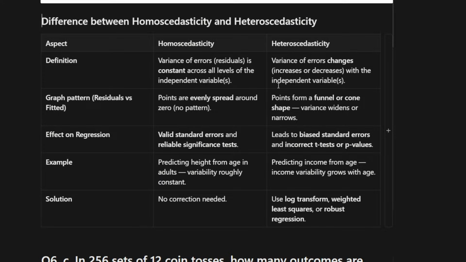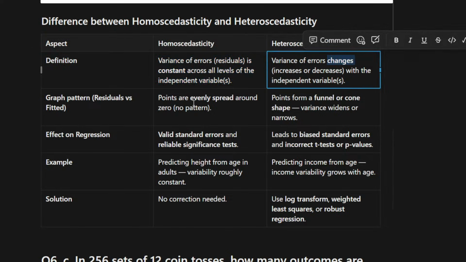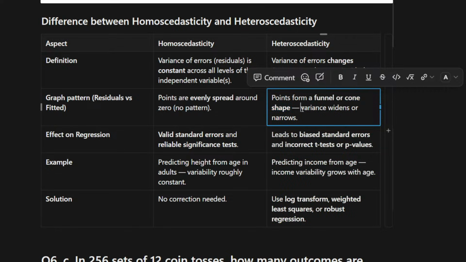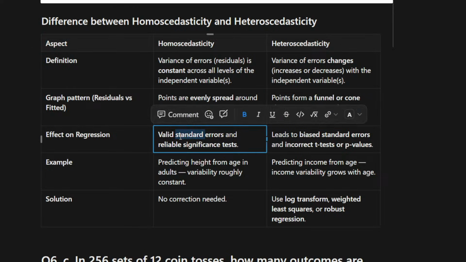So yeah, the definition: the variance of errors is constant across all levels of the independent variables. Here it changes. Graph pattern: points are evenly spread in homoscedasticity, while in heteroscedasticity the points form a cone shape. You can draw this cone shape. The variance widens or narrows. Effect on regression: valid standard errors and reliable significance tests. Remember, this was one of the assumptions of linear regression. We assumed that the data is homoscedastic.